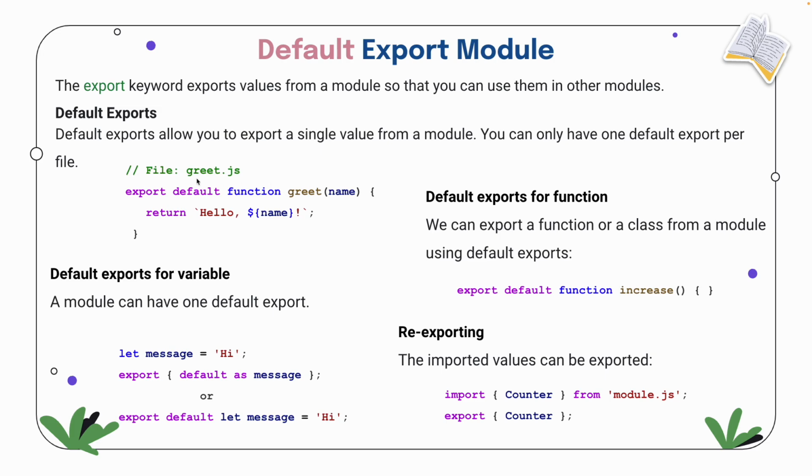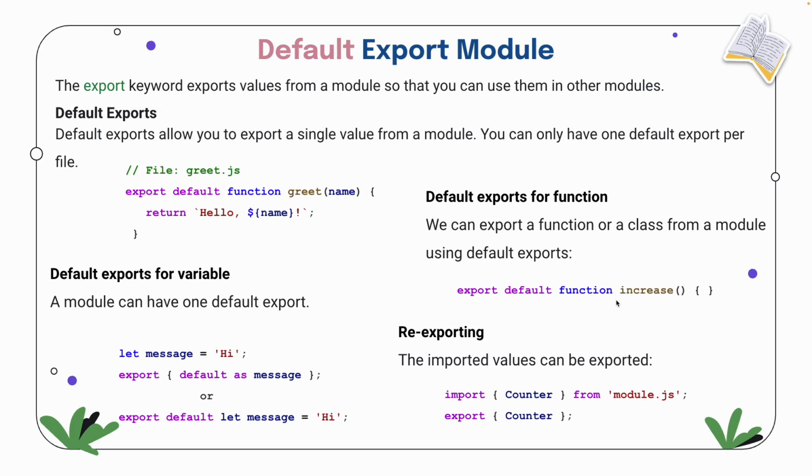Okay, so either you can write export default. If you don't want default, just write export. If you want to export multiple things, then just write export. If you want to make it so that this function gets default exported, just write export default. That's it. Or export default message, or export default let message. So in a similar way you can write a default export. Okay, if you want to do it for functions, then just write export default.